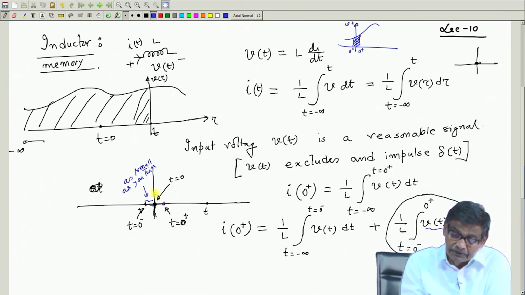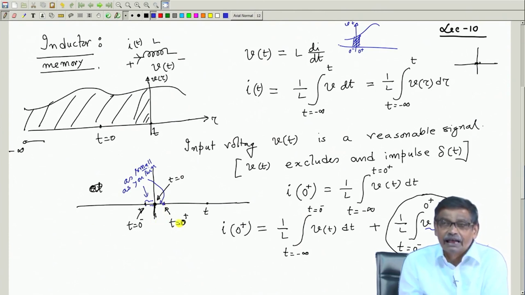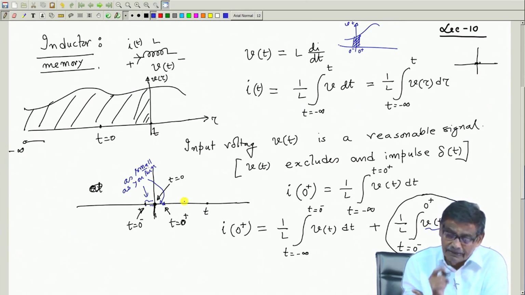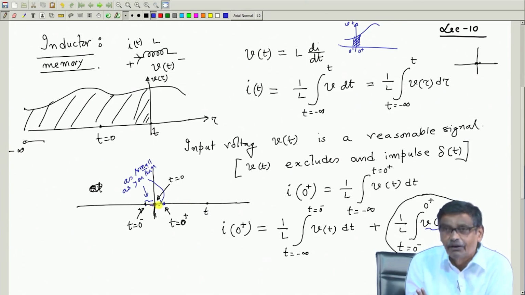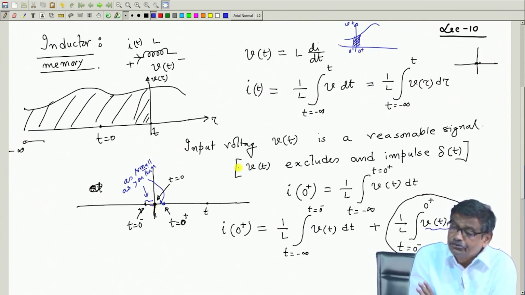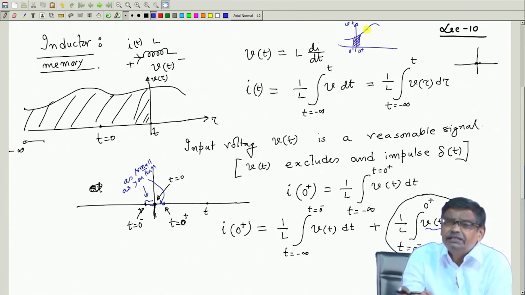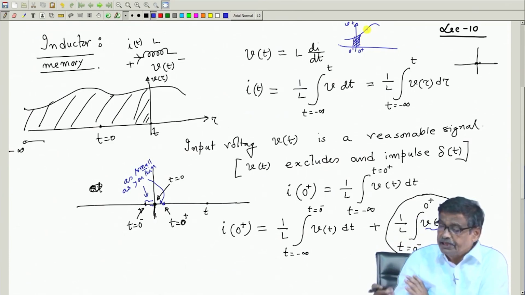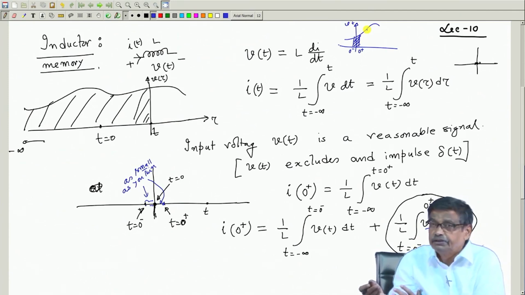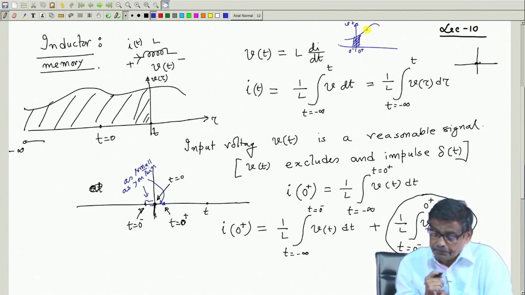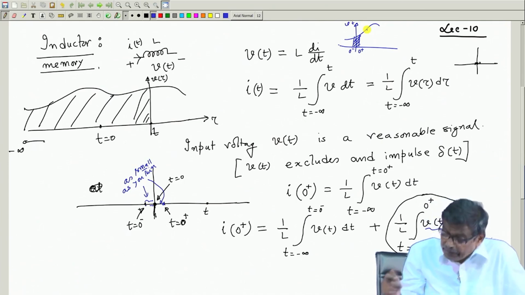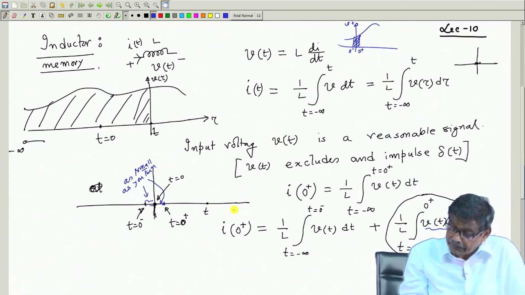Similarly, this interval is also as small as possible. So, 0 plus is a number which is practically 0 for all practical purposes, but it is to the right of t equal to 0. Therefore, these 2 points collapse. Therefore, you will get a very thin sheet. Therefore, the area under this curve has to be 0 for all practical purposes.